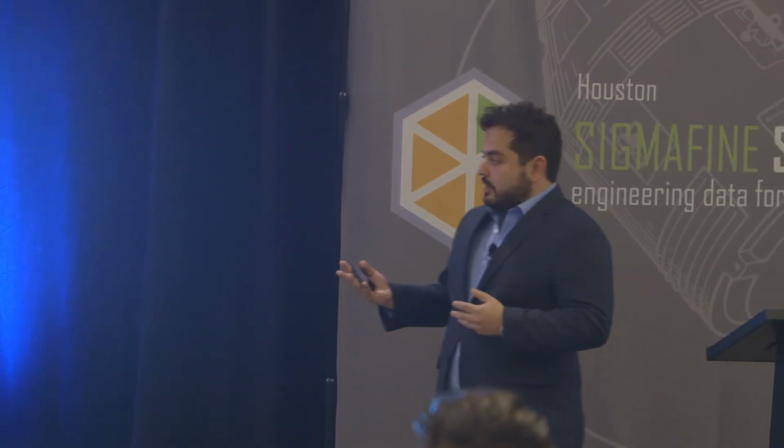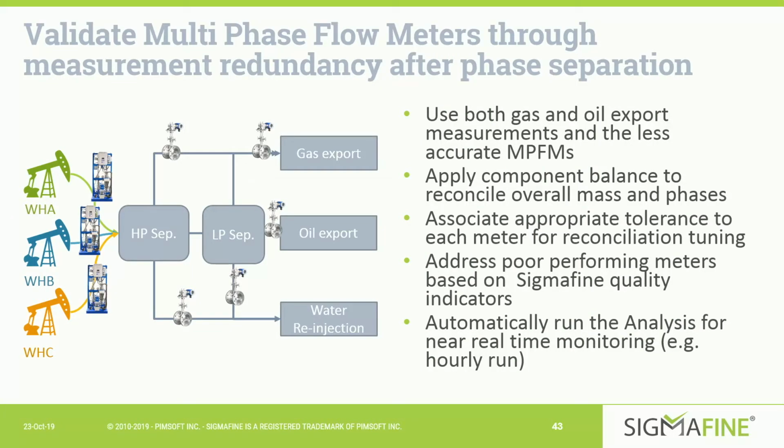So this is the beauty of Sigmafine here, that we're able to, as we discussed in previous presentations, assign a tolerance based on your confidence in the measurement of those meters. So Sigmafine is able to take in all these measurements, exploit the redundancy in the measurements, and give you a clearer picture of the different phases in different parts of the model. So this allows you to validate the data that's coming in from meters, which is important. And this can be run in near real time.